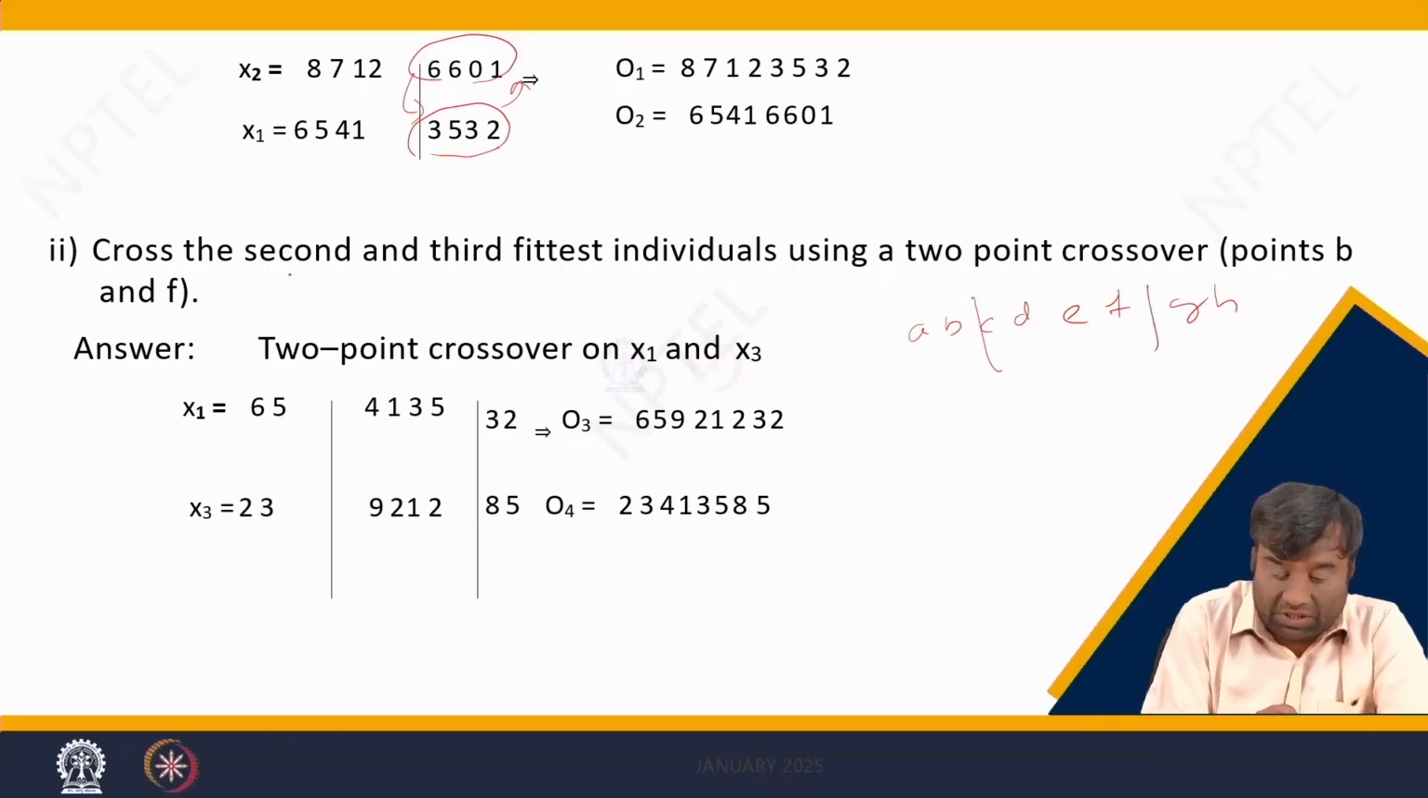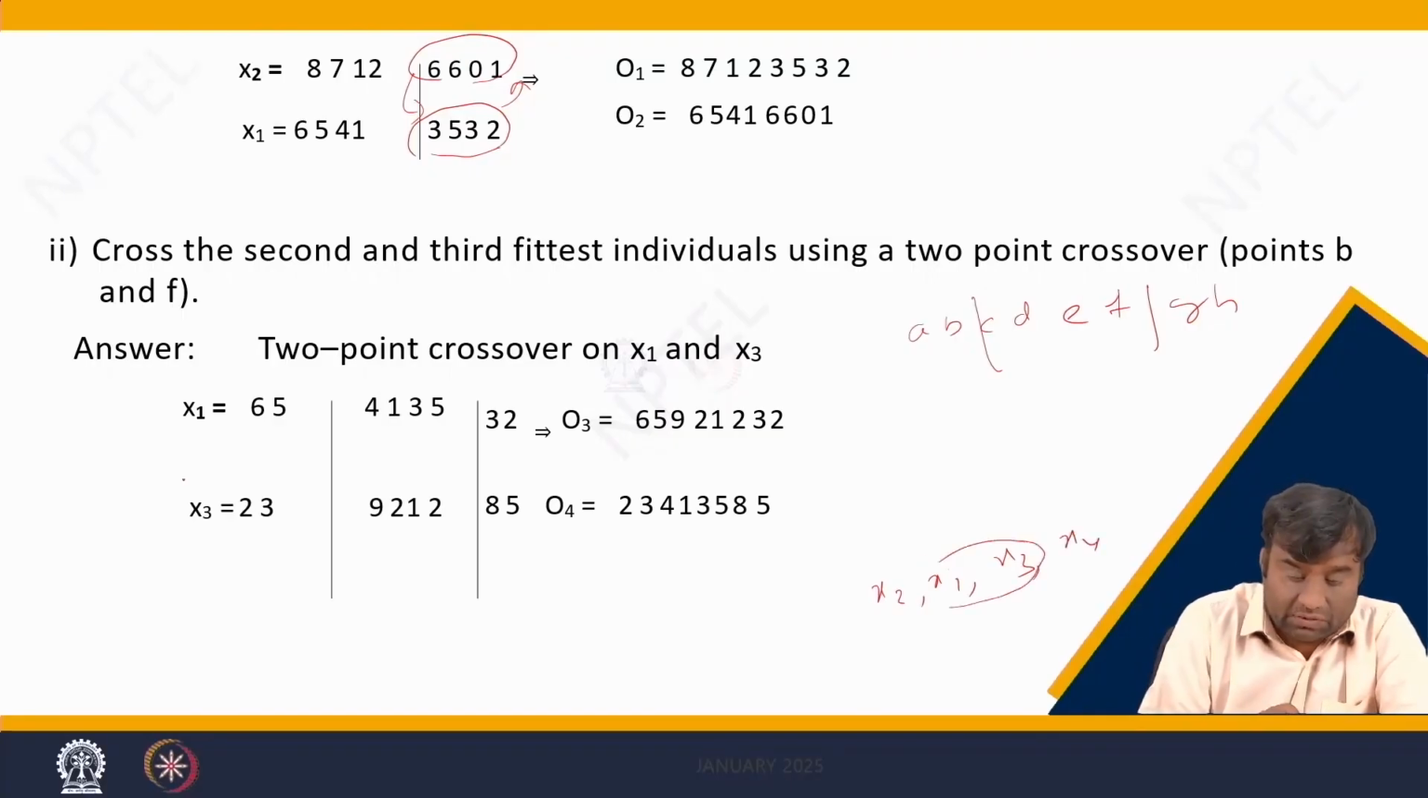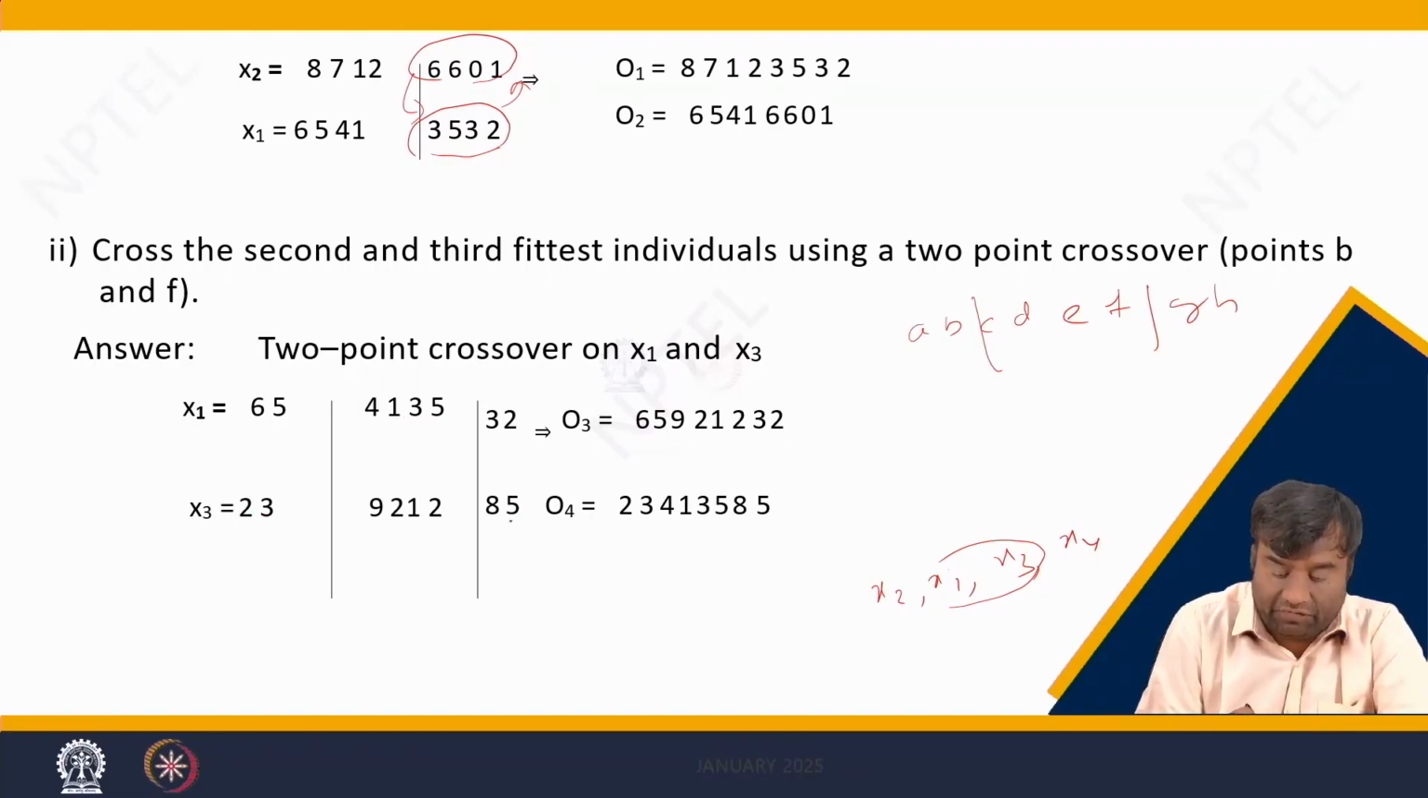So the second and third. You have seen x1 is second, x3 is third, as the order you have studied is x2, then x1, then x3, then x4. So second and third, that is x1 and x3. x1 is 6 5 4 1 3 5 3 2, and x3 is 2 3 9 2 1 2 8 5. So here you need to do the crossover.